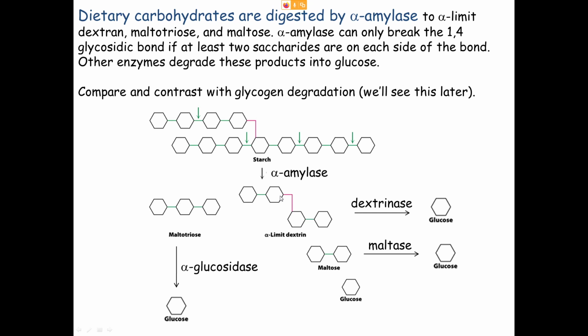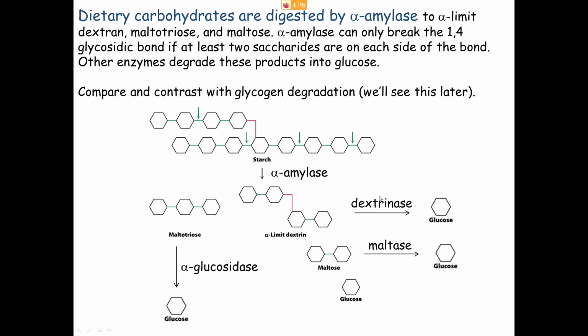Again, you have limit dextran here in the middle. It can't break the 1,6 bond, and the 1,4s are too close to the end to cut. And if you end up with a maltose, of course, it can't cut that either. So alpha amylase needs some assistance in degrading this starch down to only glucose. So we have a trio of other enzymes that help it out.